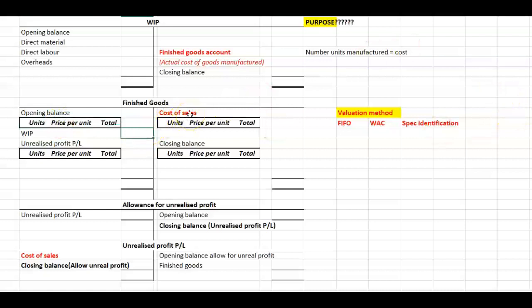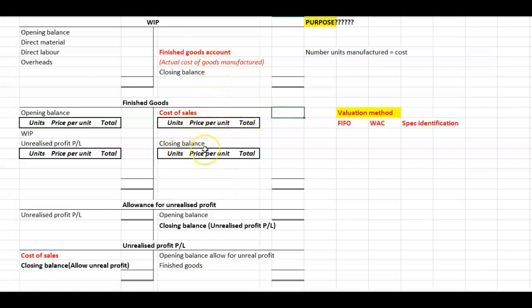Cost of sales is going to be determined on the number of units sold, and now let's say we've worked on first in, first out. The opening balance we would have sold first, so that would form part of cost of sales. The remaining number of units sold would have come out of this batch that we have manufactured this year. So the cost per unit is going to be that cost divided by the number of units manufactured. We multiply that by the remaining number of units sold for the year. If I add both those amounts, the opening balance sold plus the units sold out of the goods manufactured during the year, we get total cost of sales.